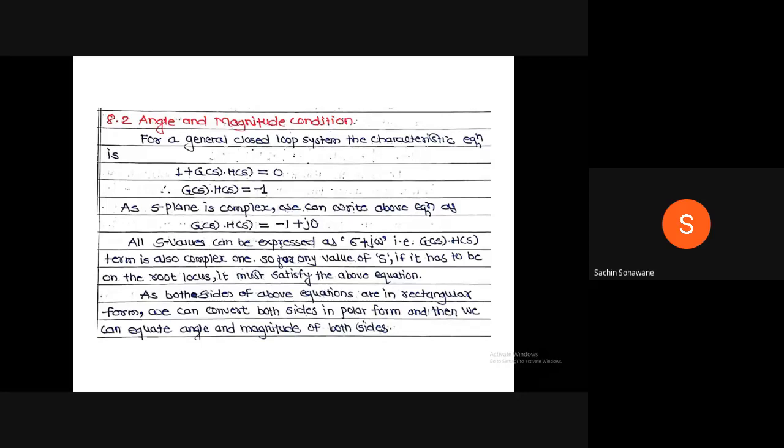So, for any value of S, if it has to be on the root locus, it must satisfy the above equation. As both sides of the above equation are in rectangular form, we can convert both sides into polar form and then we can equate the angle and magnitudes of both sides.